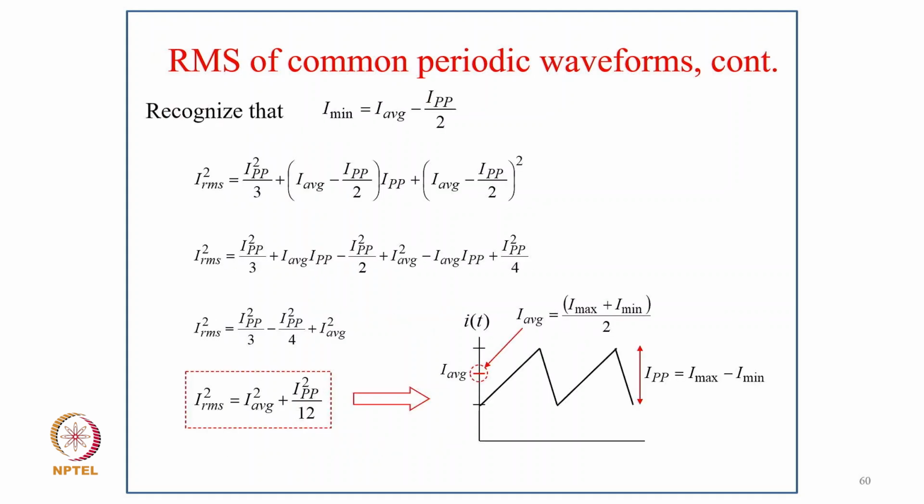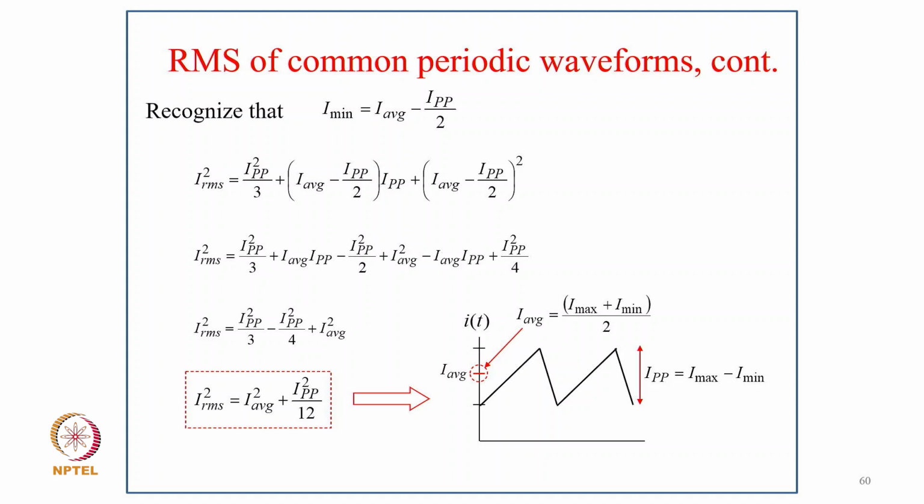So recognize that I minimum equals I average minus IPP by 2. So I RMS square equals IPP square by 3 plus (I average minus IPP by 2) into IPP plus (I average minus IPP by 2) square. Expanding, I RMS square equals IPP square by 3 plus I average IPP minus IPP square by 2 plus I average square minus I average IPP plus IPP square by 4.